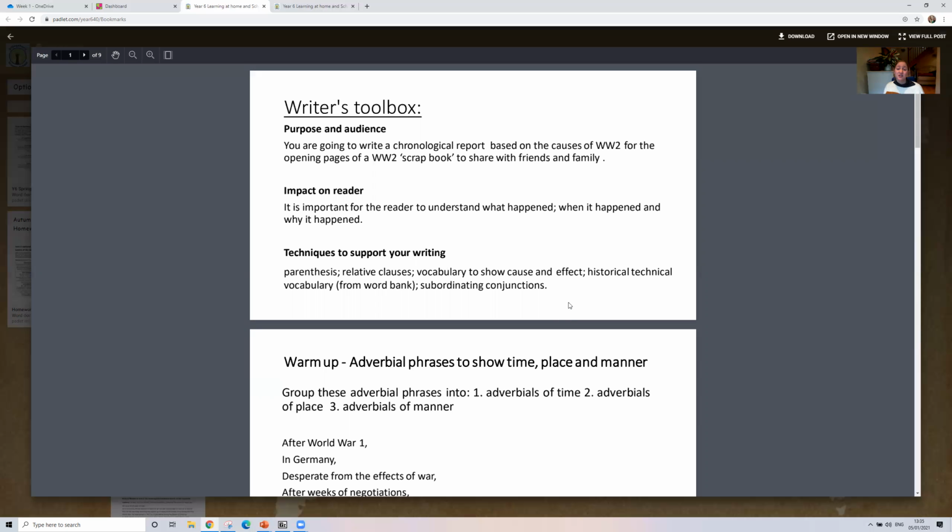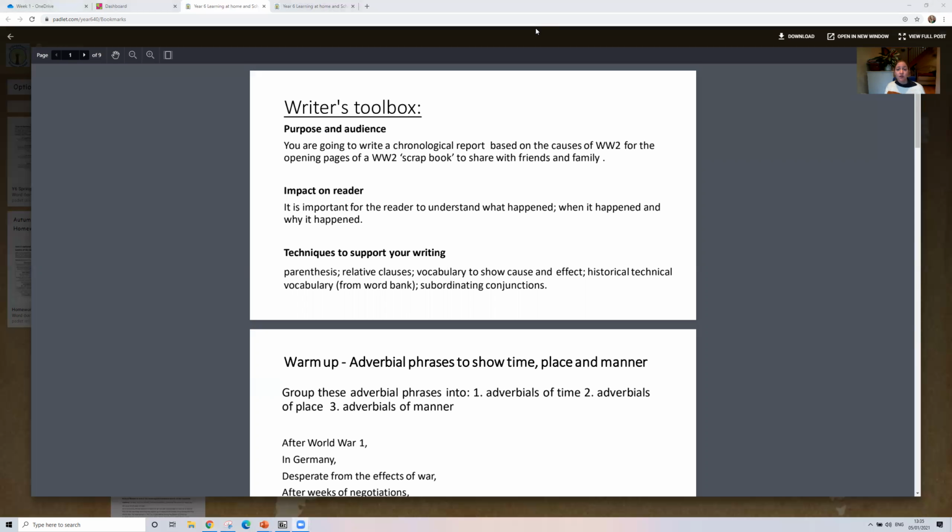But obviously your sentences are going to be more complex than that. Finally, what might be a really nice idea with this editing process is if you've got someone around at home who's got a moment to share your writing with, perhaps you could look at the writer's toolbox with them and think about that impact on the reader, and then share your work with them and ask them, does this have the impact on you as an audience, as a reader? Do you understand what's happened? Do you understand when it happened? And do you understand why it happened as well?